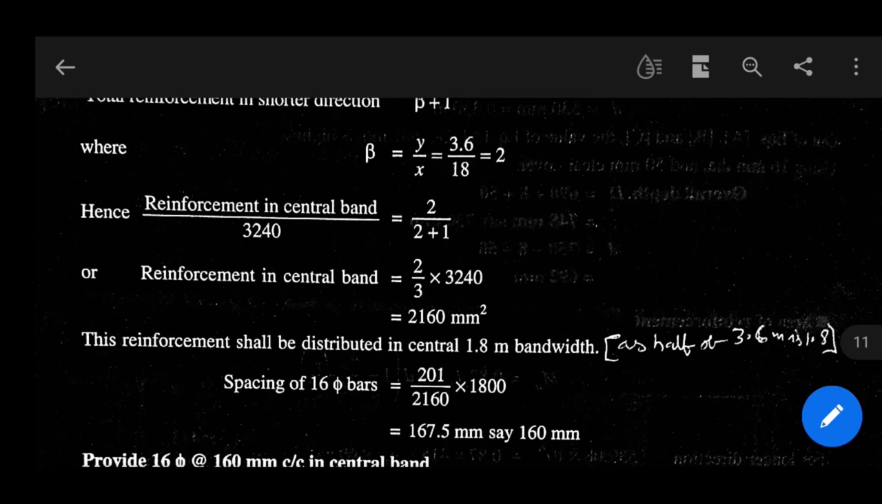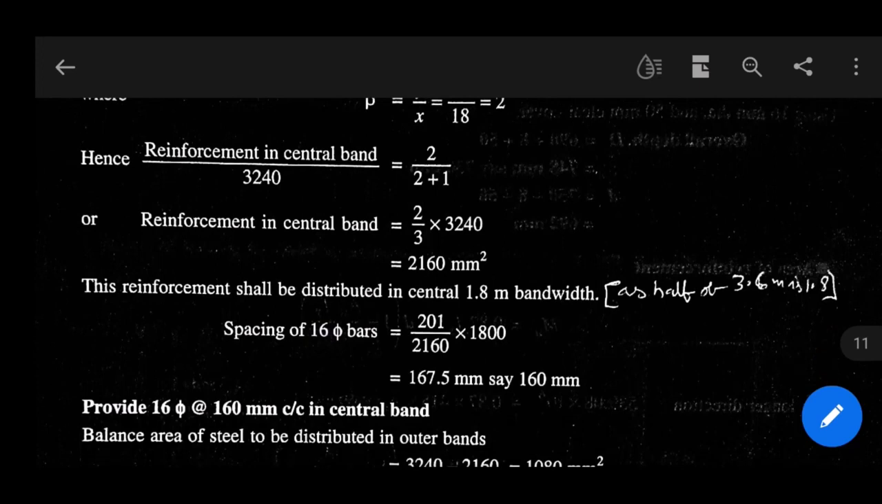So reinforcement, spacing of 16 dia bars is equal to 201 by 2260 into 1800, is equal to 167.5 mm, say 160 mm. Now provide 16 mm dia bar at the rate of 160 mm center to center in central band. So we have to design differently for central band reinforcement.